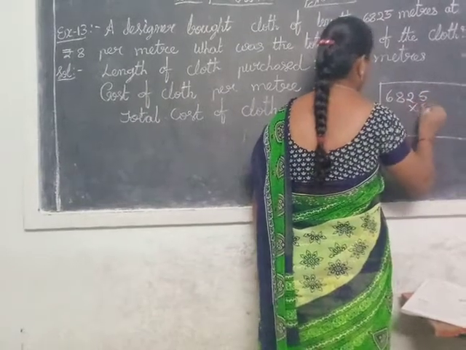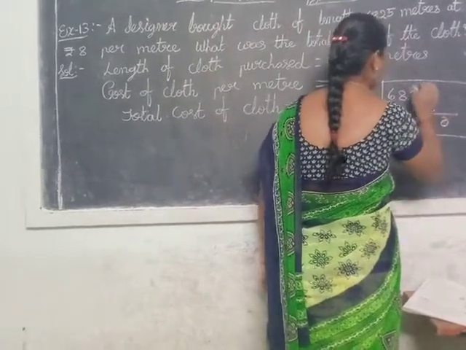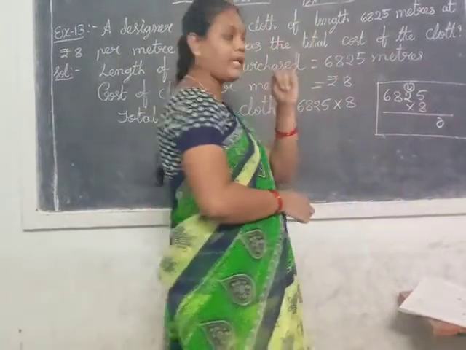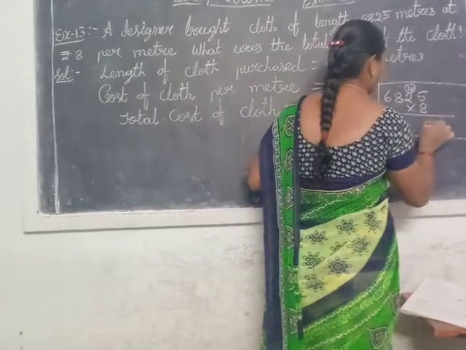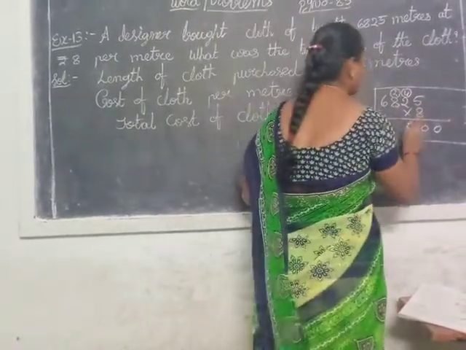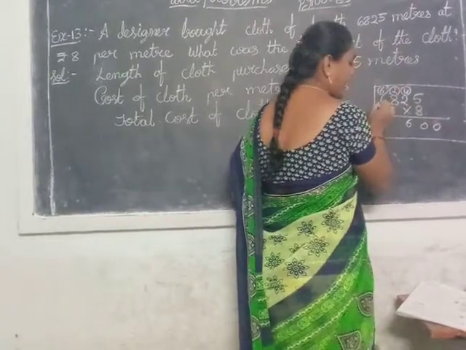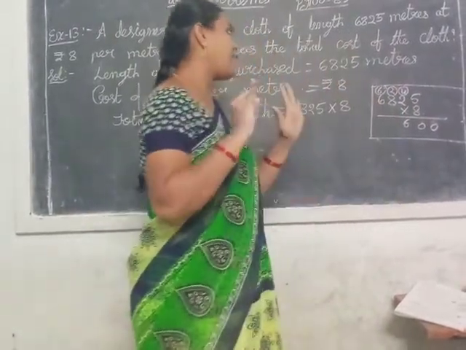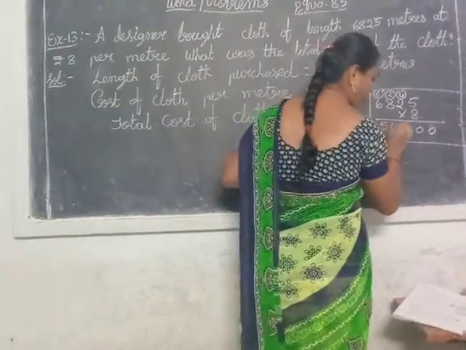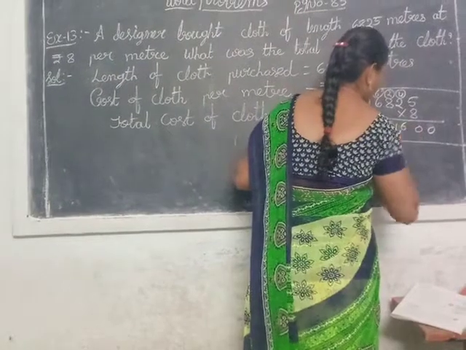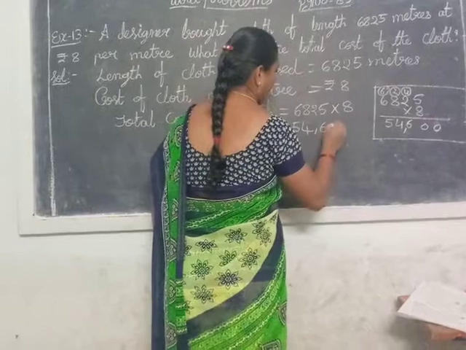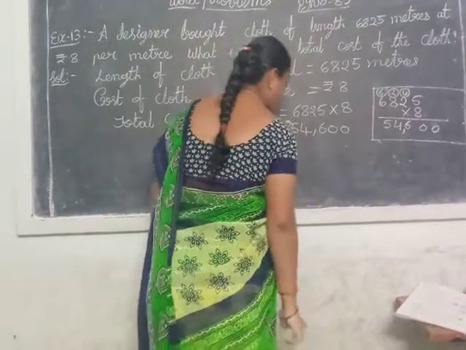6,825 into 8. 8 5s are 40. 0 and 4. 8 2s are 16. Keep in mind that 4 fingers, 16 after 17, 18, 19, 20. Okay? 0 and 2. 8 8s are 64 plus 2, 65, 66. 6 and 6. 8 6s are 48. Keep in mind 6. 48 after 49, 50, 51, 52, 53, 54. So 54,600 rupees. Mention the rupees symbol also here.